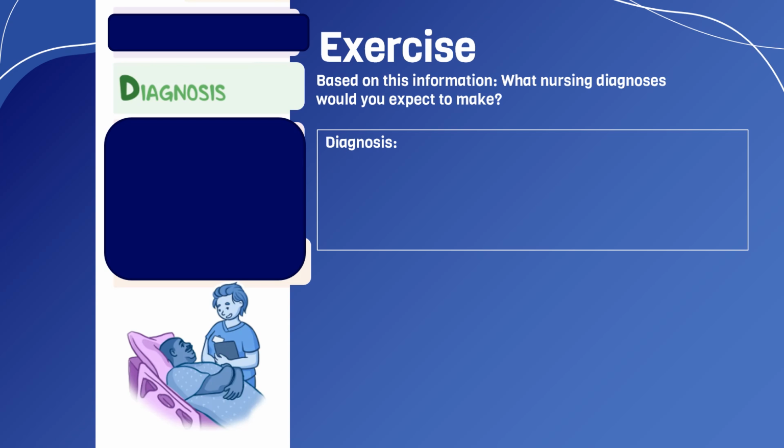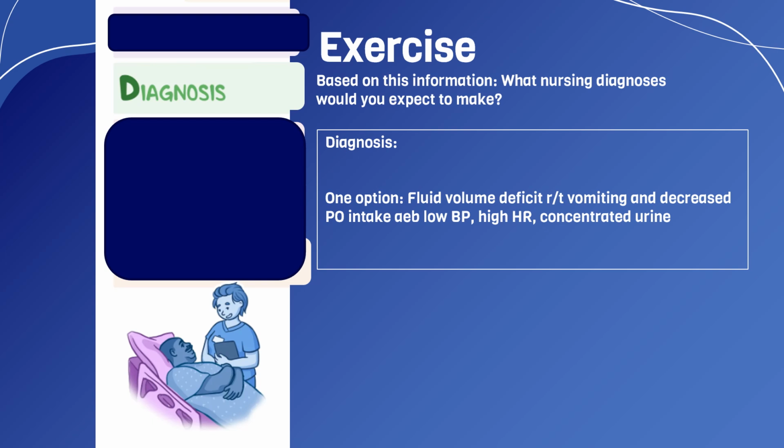next. And so if the patient is dehydrated, one of our nursing diagnoses might be fluid volume deficit related to vomiting and decreased PO intake, as evidenced by low blood pressure, high heart rate, right, our compensatory mechanisms, and then our concentrated urine. We could also add in our elevated BUN and creatinine and our elevated sodium.